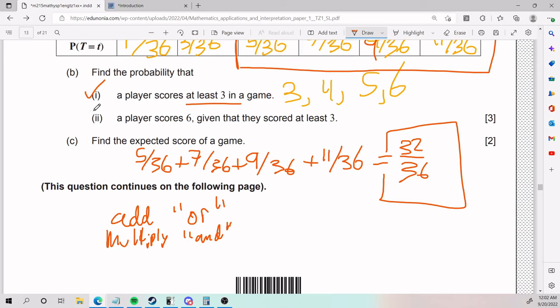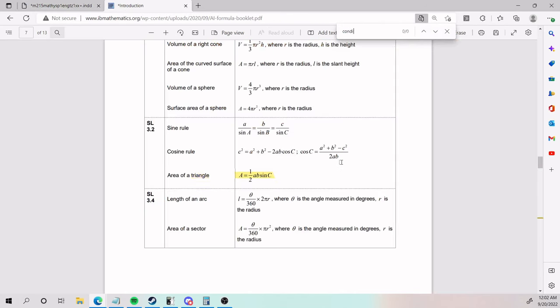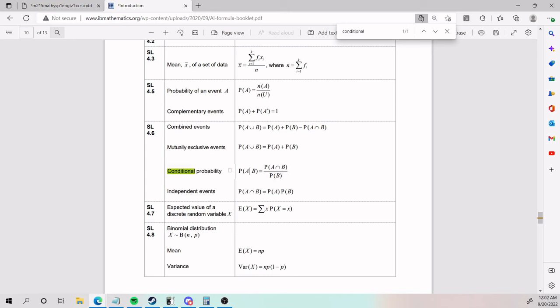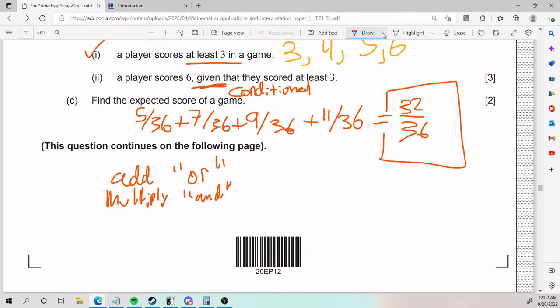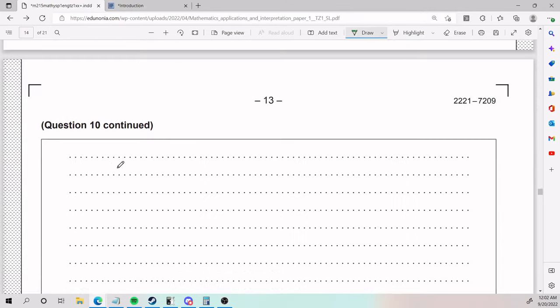Part B, part II, we have a player scores 6, given that they scored at least 3. This one is a little bit tougher, but the word given, you should immediately think conditional. This is one of the few things you kind of have to memorize. Anytime it says given, it's a condition, cierto? So we're talking about conditional probability. What is conditional probability? Check your formula booklet. We have this here. It looks a little nasty, but let's work around it. So, this is how you approach it, vale?